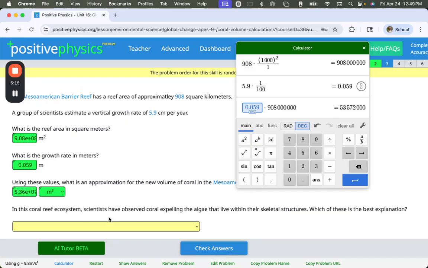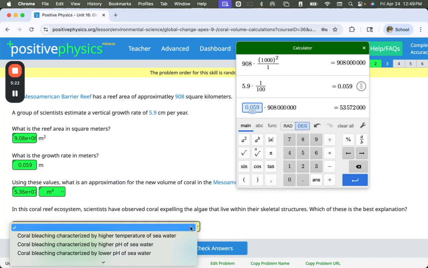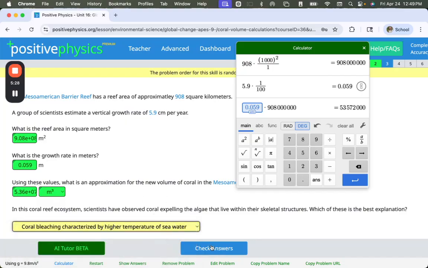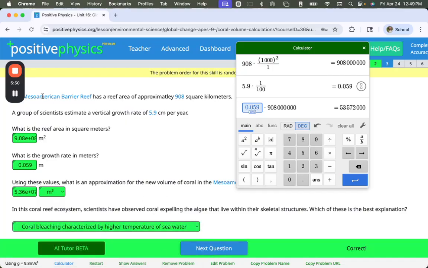Okay, and then the last part, this one says scientists have observed coral expelling the algae. And so the reason for that would be the warming seawater. So higher temperature of seawater causing coral bleaching. Okay, hopefully that helped.